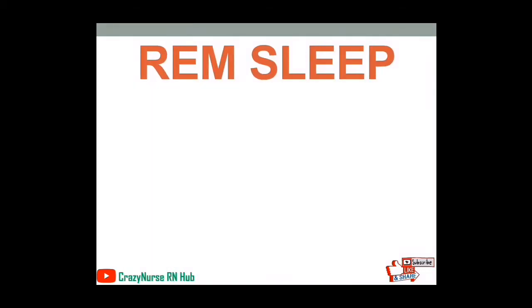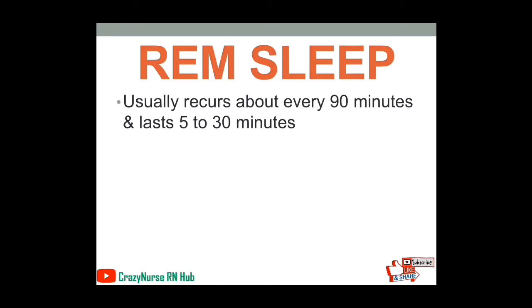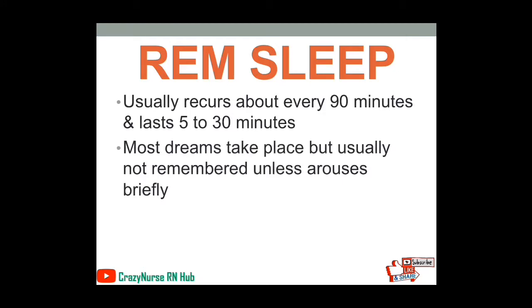Now let's proceed to the second type of sleep, which is REM sleep. It usually recurs about every 90 minutes and lasts 5 to 30 minutes. Most dreams take place but are usually not remembered unless the person arouses briefly at the end of the REM period. This type of sleep is also called paradoxical sleep because the EEG activity resembles that of wakefulness.